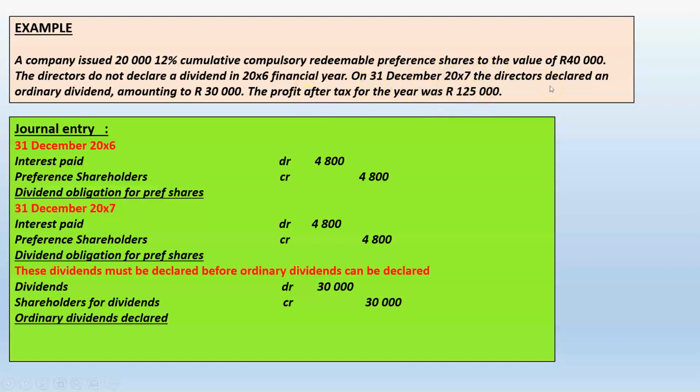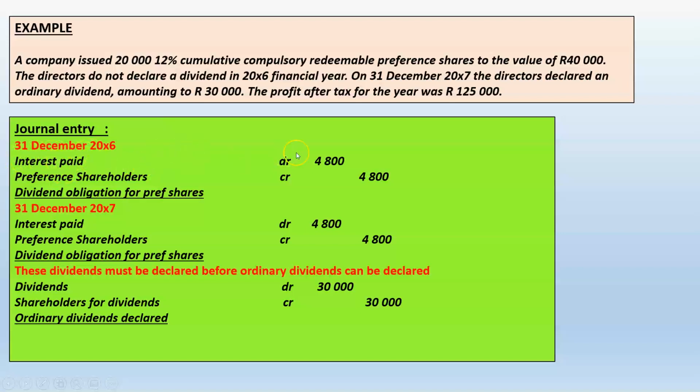The profit after tax was 125,000. So although there was no dividend declared in 31 December 26, because it is a compulsory cumulative preference share, I had to make provision for the interest on that share. Remember, because it's a redeemable preference share, we treat it as loan capital and not as equity. Therefore, that 12% dividend on the 40,000 Rand, which is 4,800 Rand, is going to be recognized as an interest expense in the income statement.